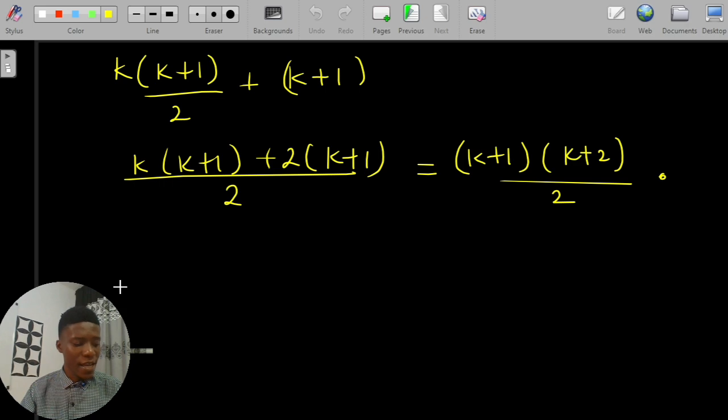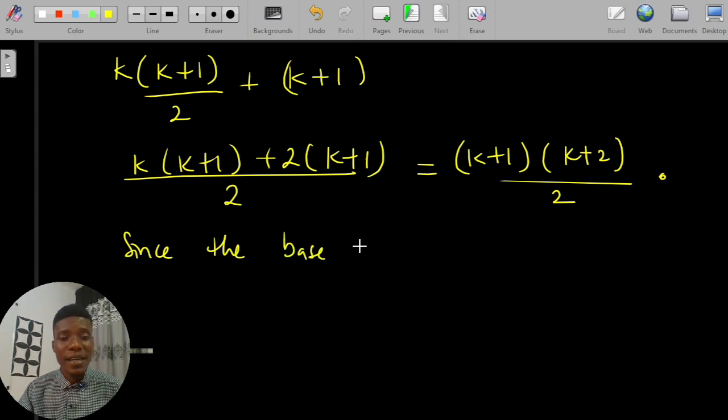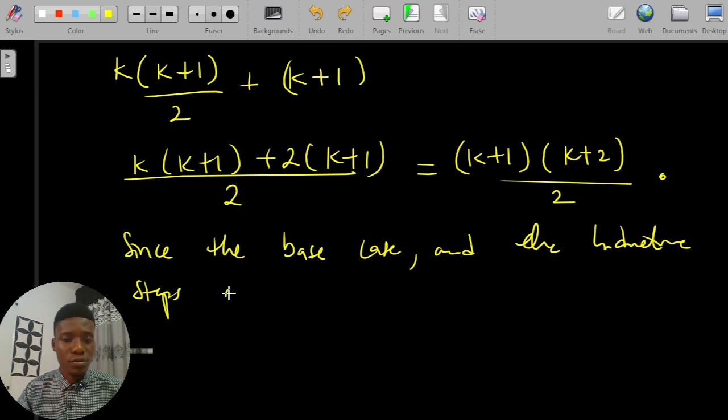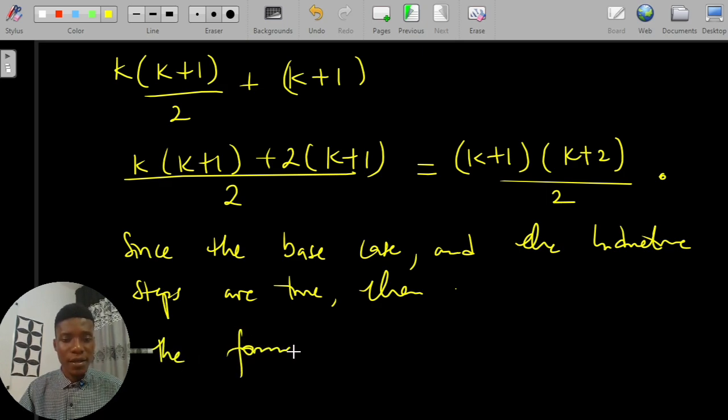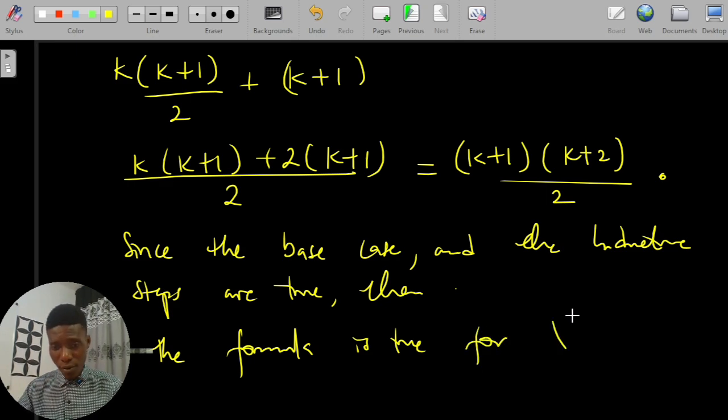So from here, we can conclude that since the base case and the inductive steps are true, then the formula is true for all n greater than or equal to 1. And this has been proved.